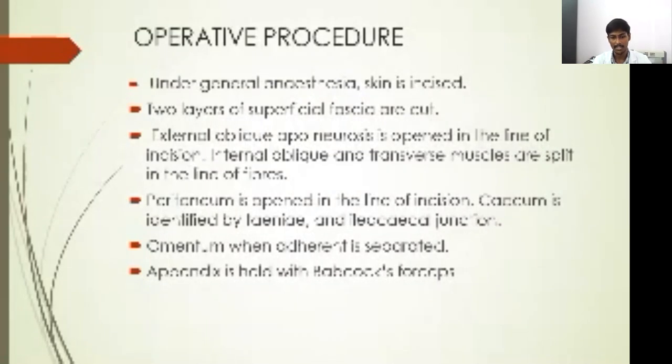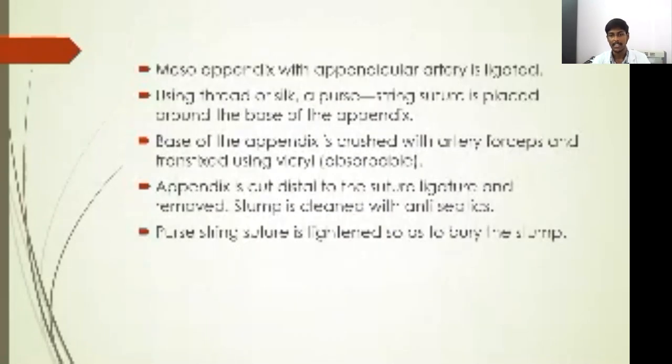Appendix is held with Babcock's forceps. Mesoappendix with appendicular artery: first identify the appendicular artery and ligate it with artery forceps, and then a purse string suture is placed at the base of the appendix. Base of the appendix is crushed with artery forceps and transfixed with Vicryl. Appendix is cut distal to the suture ligature and removed.